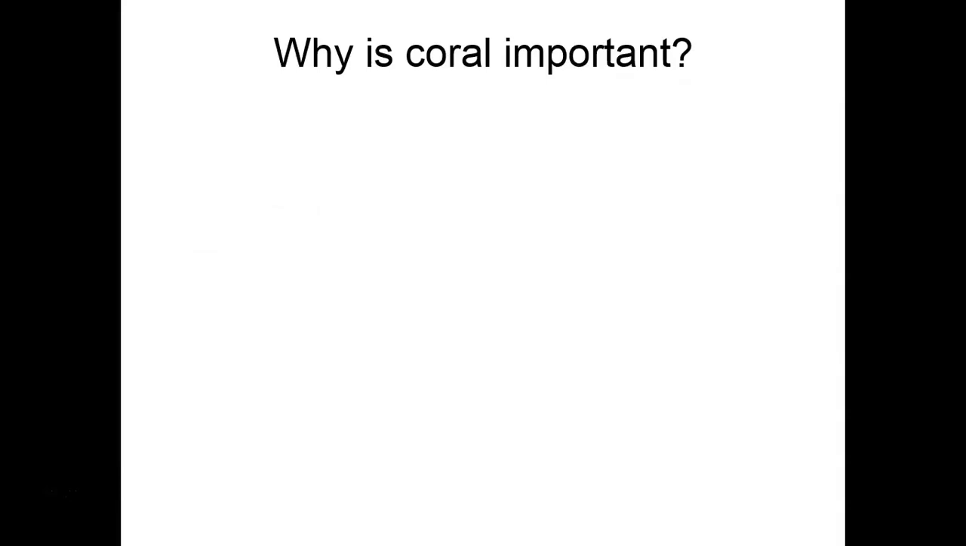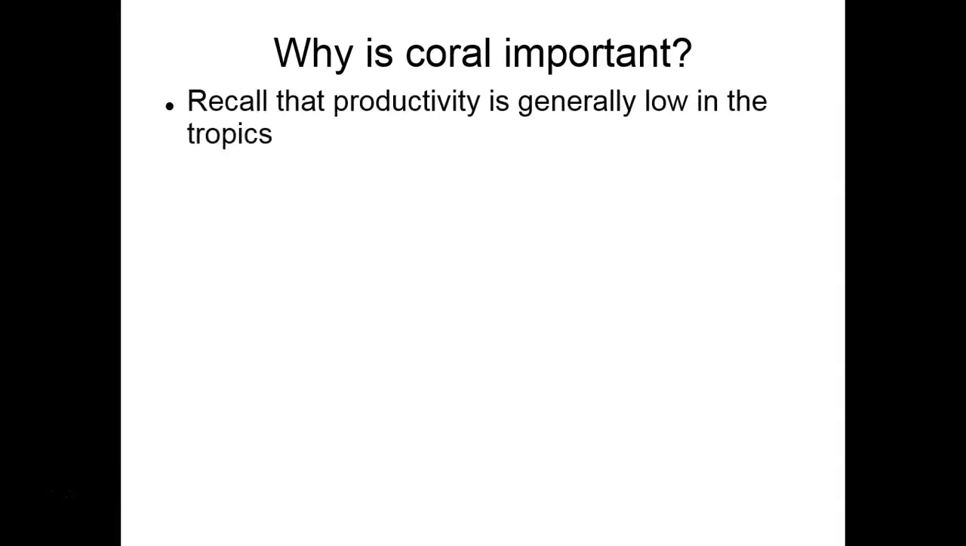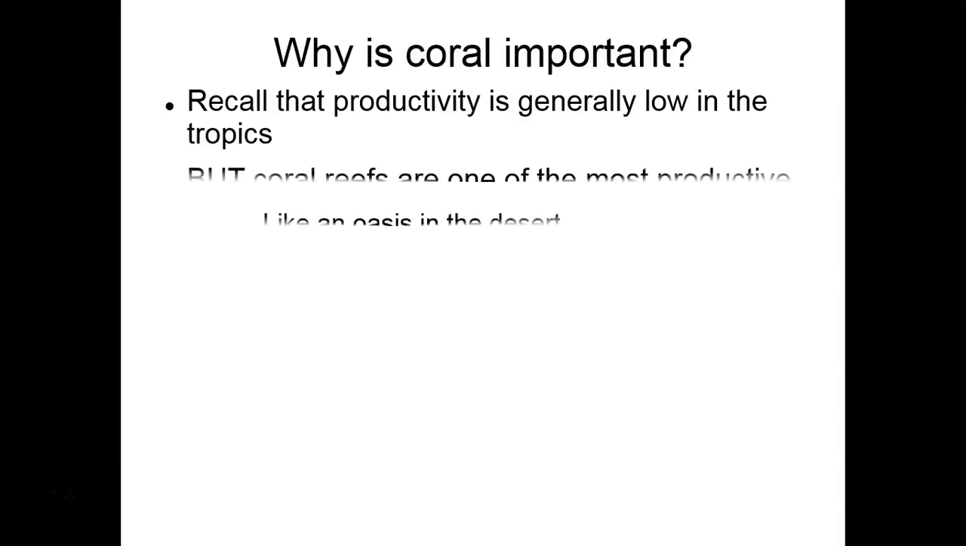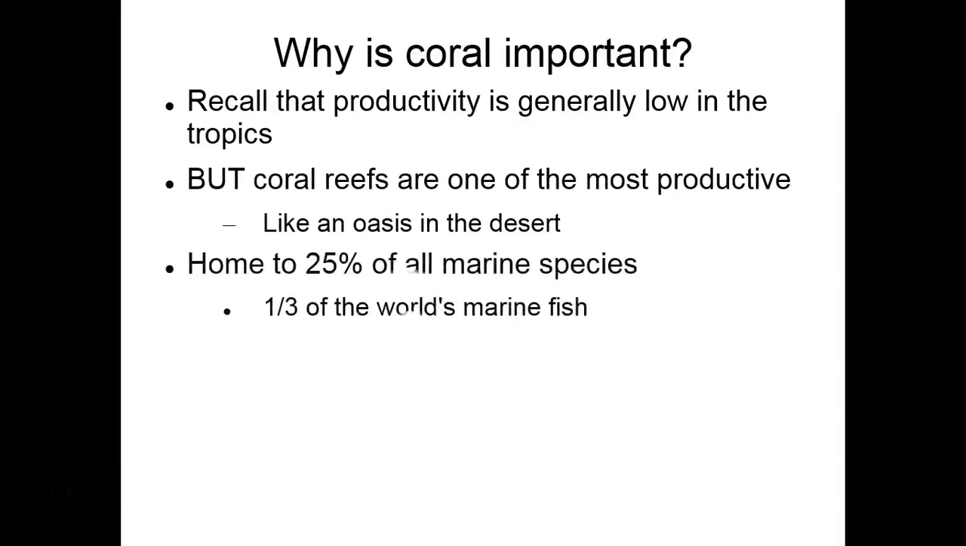Why is coral important? Why do we care about coral? Remember that in the tropics, productivity is generally very low. So the coral kind of acts as an oasis in a desert because it's one of the most productive environments in the world. It's home to about 25% of all marine species and a third of the world's marine fish. It fringes about a sixth of the world's coastlines, which means that all those fish are accessible to humans for food.